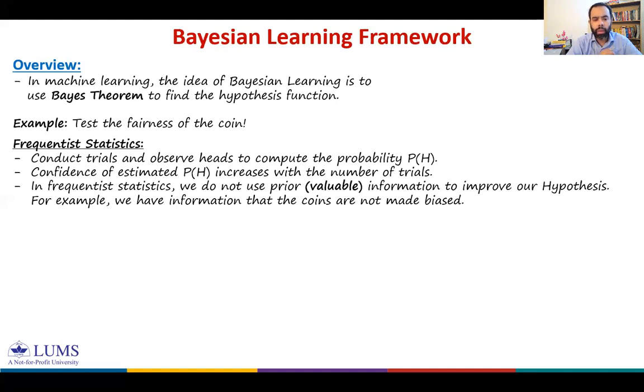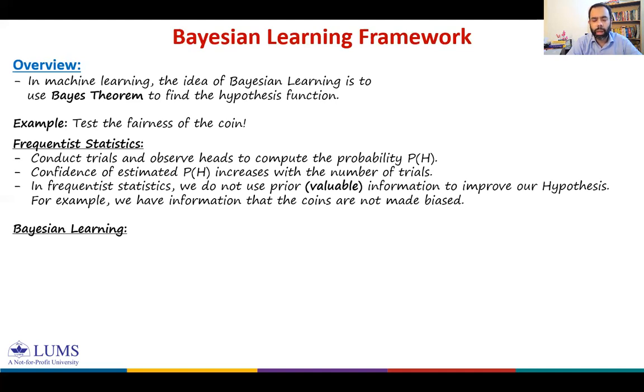So in here, we have not used any prior information, which can be very valuable to improve our hypothesis. For example, we could have used information that the coins are not made biased intentionally. By design, the coins are not biased. Right? This is the information we have, but in frequentist statistics approach, we have not used this information. And this is the only difference from the Bayesian learning view.